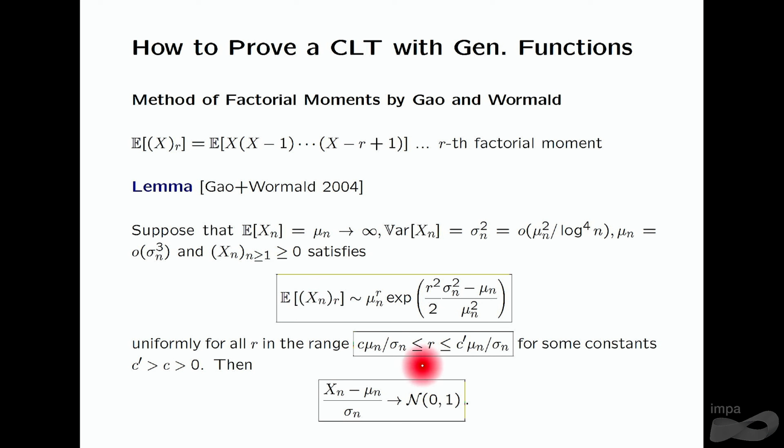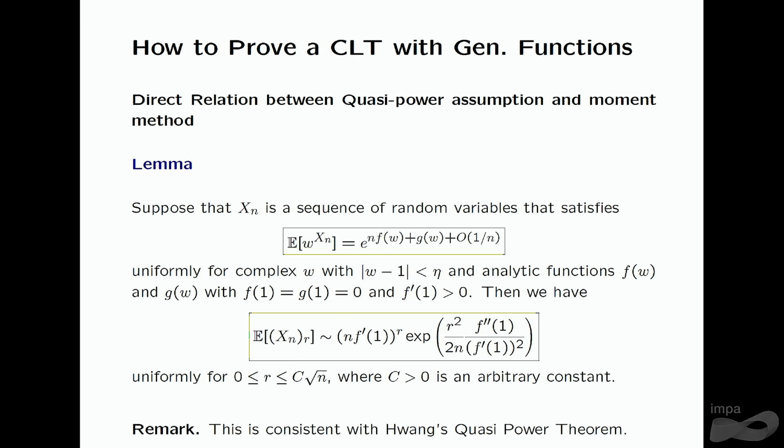If r is not fixed but varies with n, you get the rth power of the first moment times a factor of this form. And if this is satisfied, you also get a central limit theorem. This looks quite artificial, but it's also a quite powerful theorem. And how can you check this kind of asymptotics? It turns out that the quasi-power condition implies this condition. So if you have the quasi-power condition, then you have this condition and, of course, a central limit theorem. But this is nothing new.